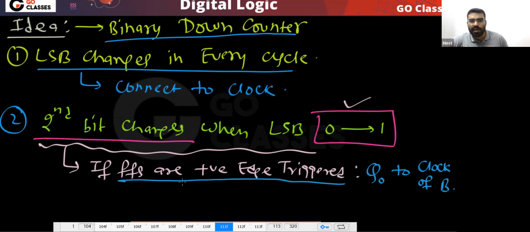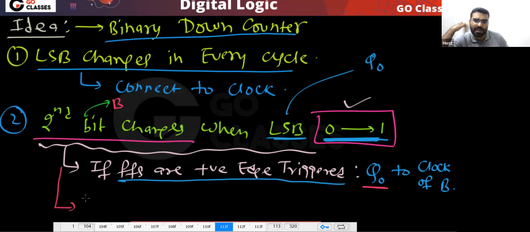Did you understand this point? If your flip-flops are positive edge triggered, then for this 0 to 1 transition, it will change. So when this LSB is Q0 going from 0 to 1, and the second bit is B, you will directly connect this Q0 to the clock of B.